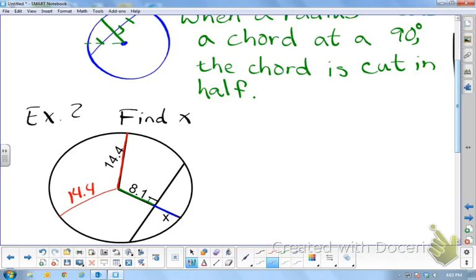Well, they already have another radius drawn in this picture. The green and the blue together, that whole thing is 14.4. That whole thing is a radius. Well, if we're trying to find x, and I know that entire line is 14.4, and I don't want the 8.1, I want the x. Mathematically, when we don't want something, we subtract. So all I have to do is 14.4 minus 8.1. That's going to find x for me in this case. 6.3.